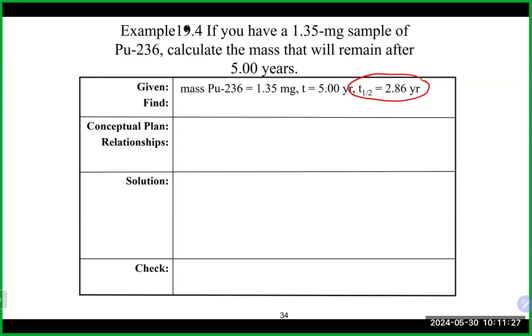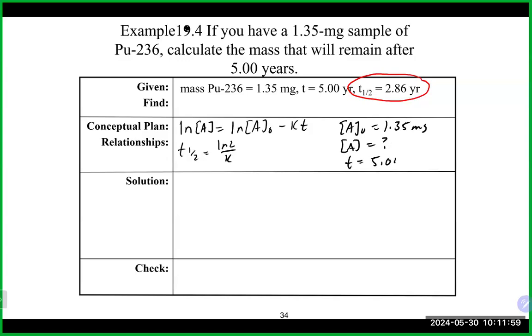Okay, so let's take a look. Since we see this, we know it's going to be first order, and really you can still roll with the same sort of formulas without the other symbols. So you can just use the regular kinetic symbols if you like. And we have our half-life here of natural log of 2 over k. In this particular case, we do have the initial concentration of 1.35 milligrams. We want to know how much is going to remain. And we do have the time that is 5 years.